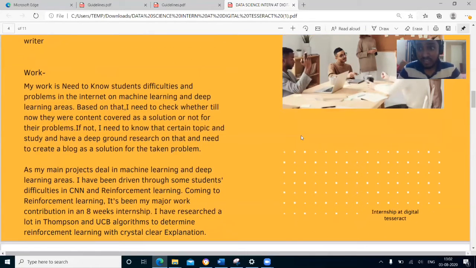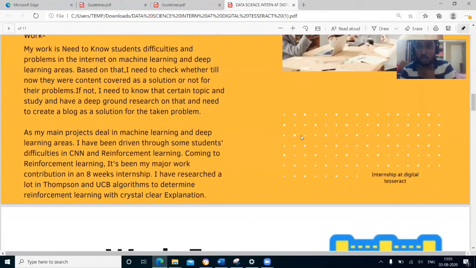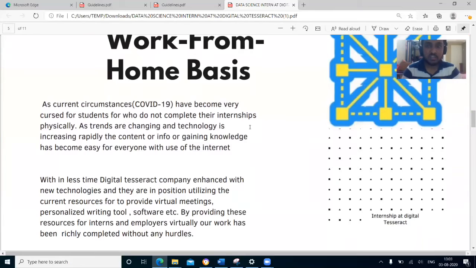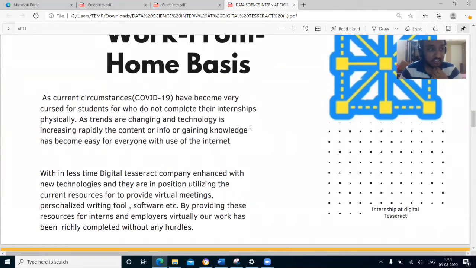So how do I check that my solution is correct and understandable to others in an attractive way? My allotted mentors recheck whether my solution is correct, with all the proper proofs and material. Once I finalize my blog or report, it is further checked by my allotted mentors. It was on a work-from-home basis. As you know, in my current circumstances in 2020, COVID-19 has been very hard on students who could not complete their internships physically at the companies themselves.